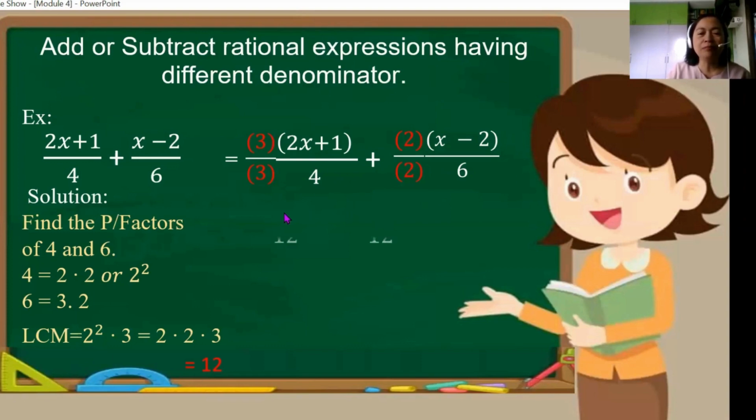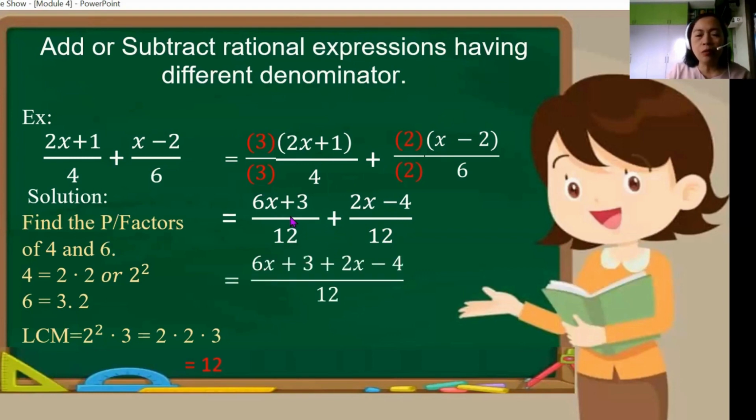I-simplify natin. Okay? 3 times 2x is 6x. 3 times 1 is equal to 3. Okay? Over 3 times 4 is 12. Plus 2 times x is 2x. 2 times negative 2 is negative 4 over 12. Okay, common denominator na yan.